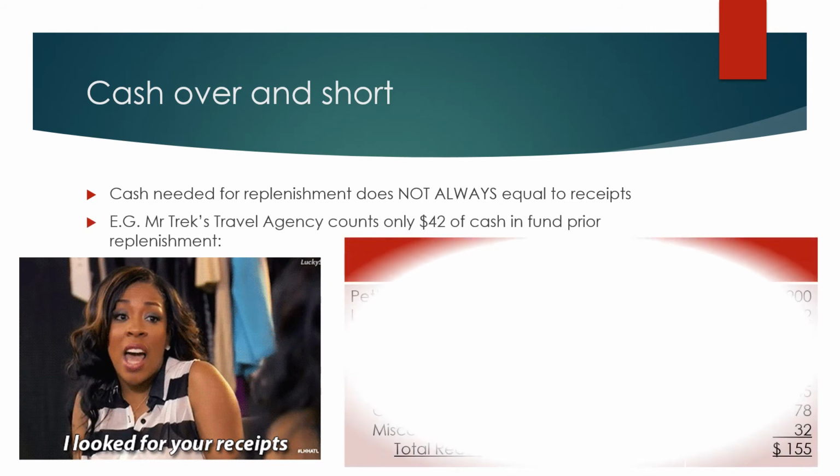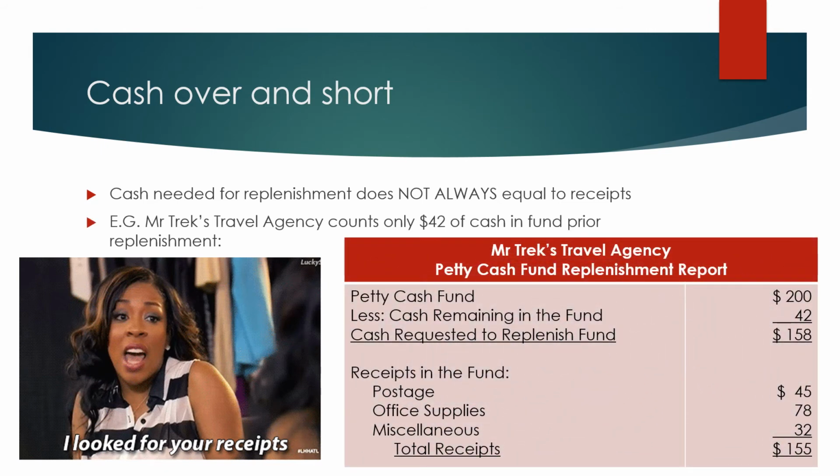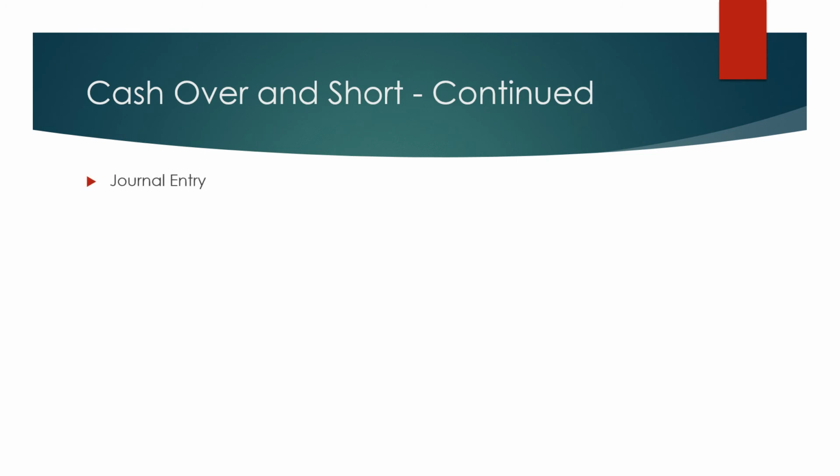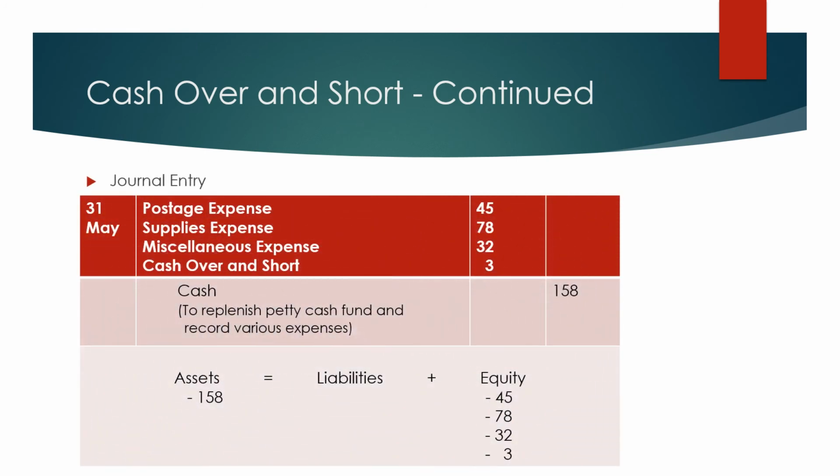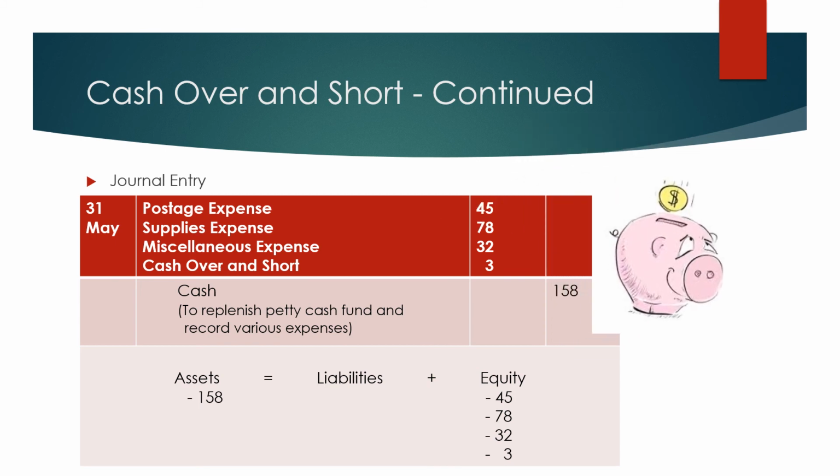For instance, if Mr. Trek's replenishment report previously counted $42 cash remaining in the fund, as opposed to $45, then a check of $158 will be required to replenish the fund, despite only having $155 in receipts. The $3 difference is debited in the cash over/short account, showing increased expense as follows.